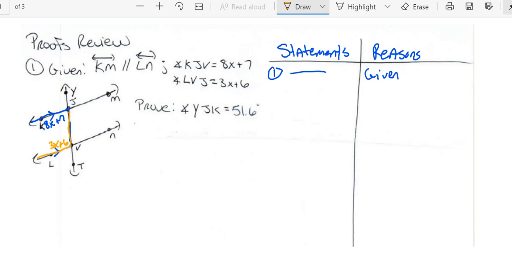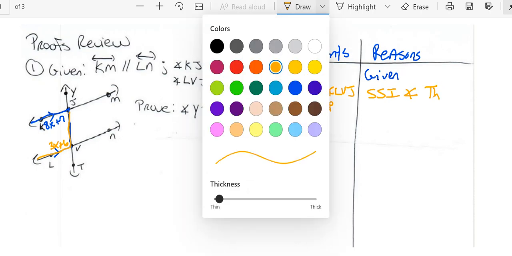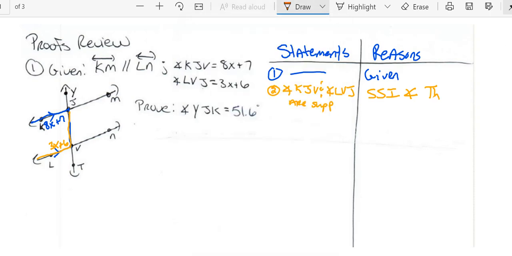So these angles are same side interiors, and same side interiors are supplementary, so says the theorem. So we're going to say angles KJV and LVJ are supplementary, and that's going to be same side interior angle theorem. Again, you cannot just go straight to the 180 because that's not what the theorem says. The theorem says that they're supplementary. So then you have to do the next step, which is to say that they are equal to 180. That's showing that you understand what it means to be supplementary. And that's going to be definition of supplementary angles.